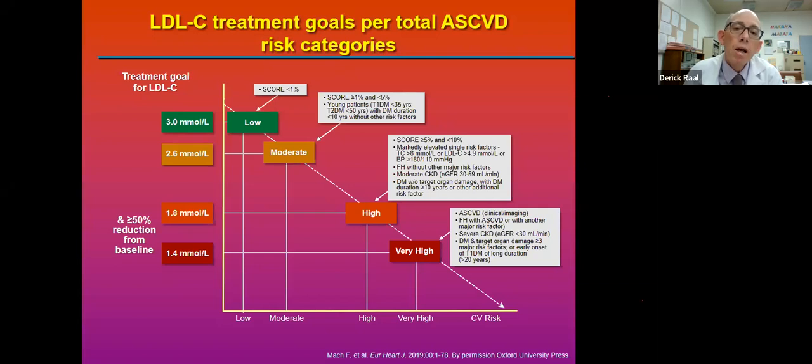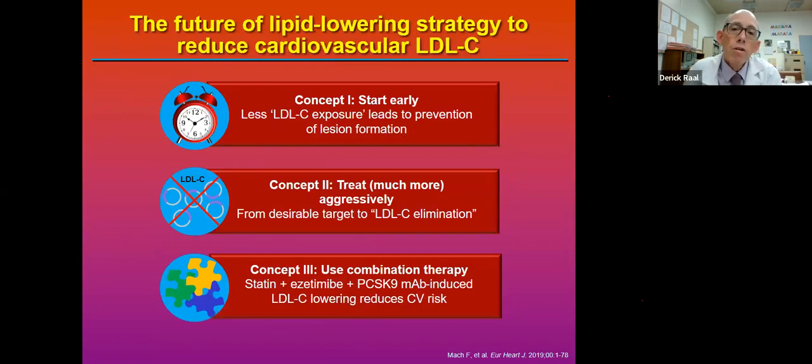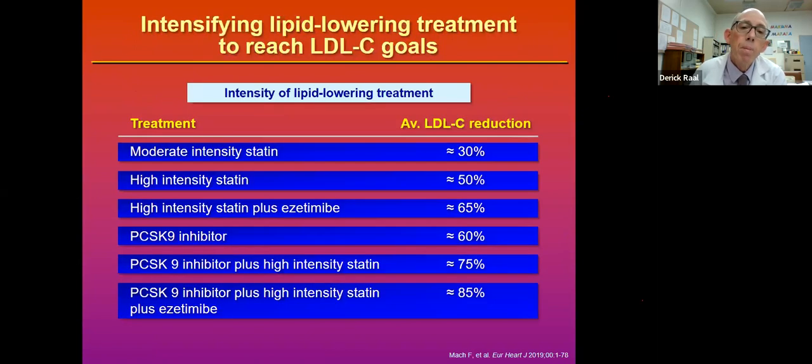As you go up the scale and your risk is less, the targets are naturally higher. But everyone should have an LDL cholesterol of 3 millimoles or below. So this is the current recommendation. We need to reduce LDL exposure. We need to treat aggressively. And to do this, we need to actually think about starting with combination therapy up front. So if we need to get these newer targets, we often need to use combination therapy right up front.